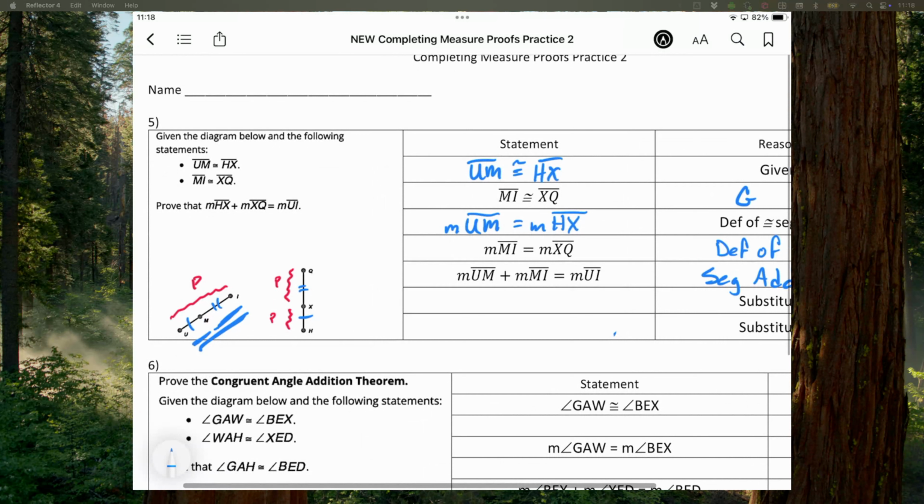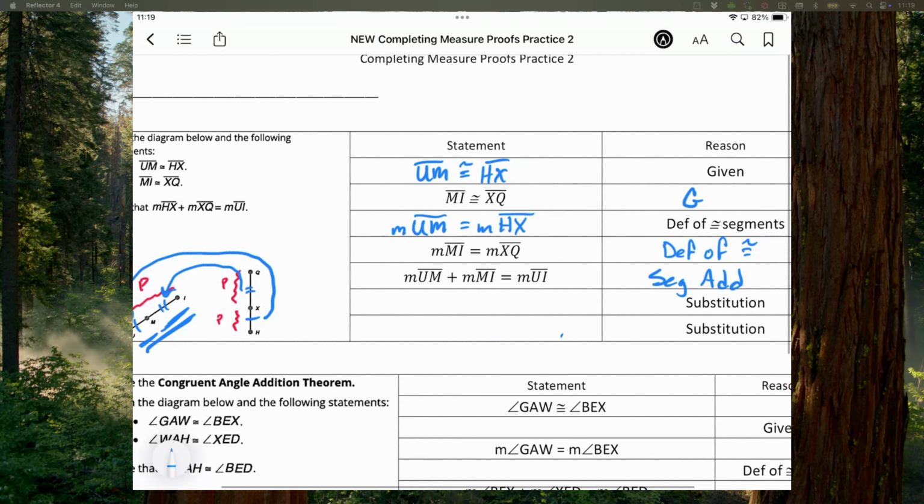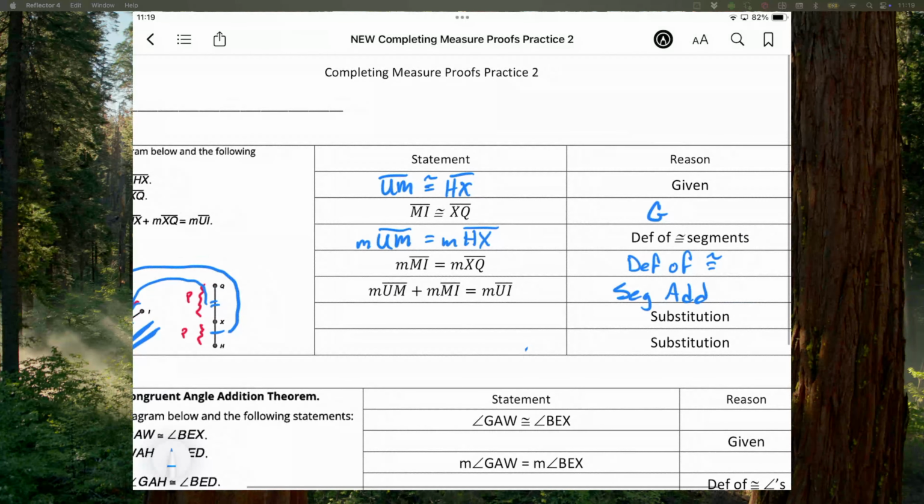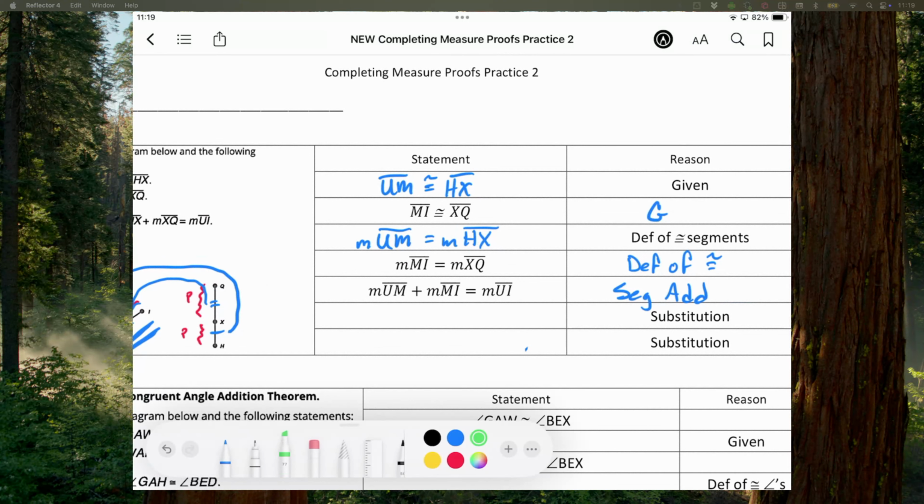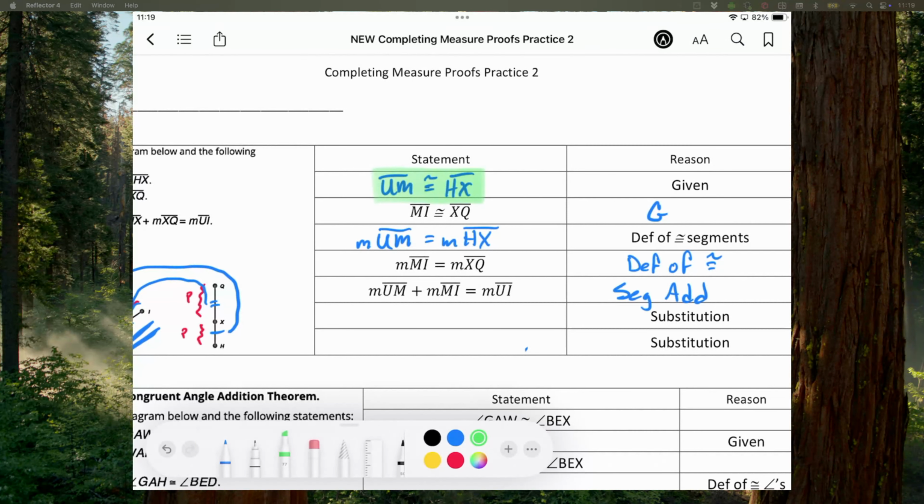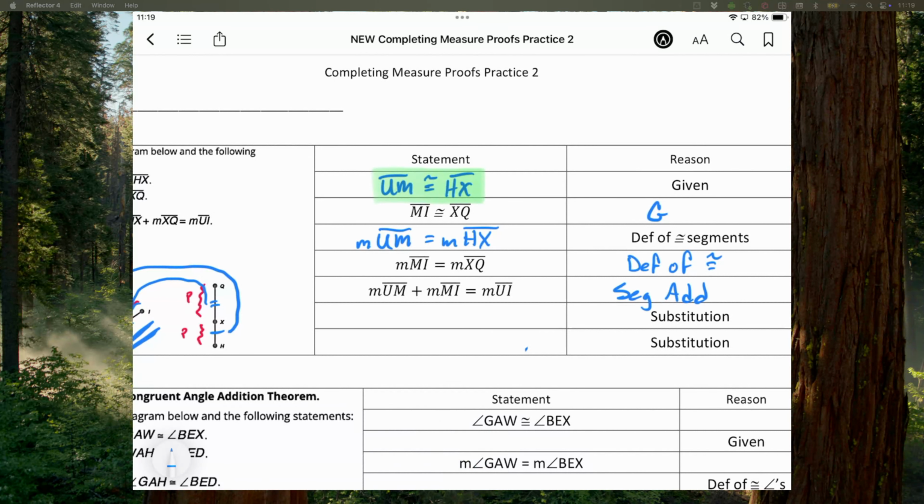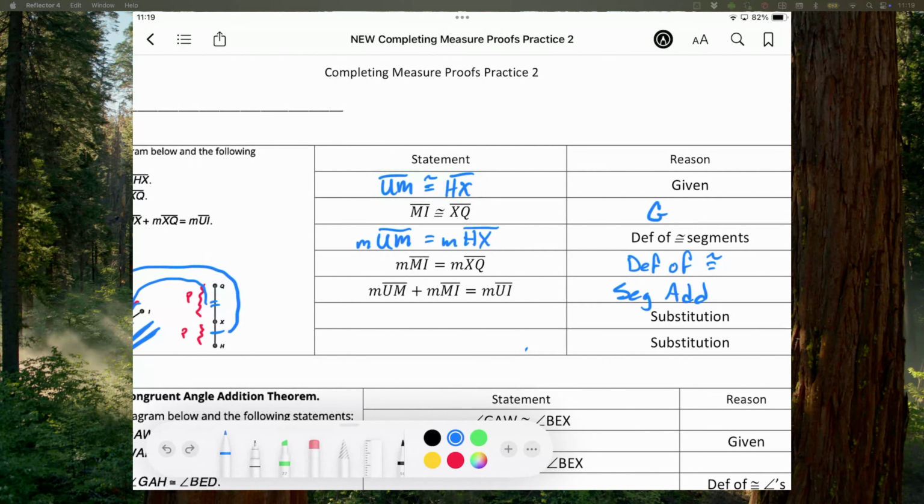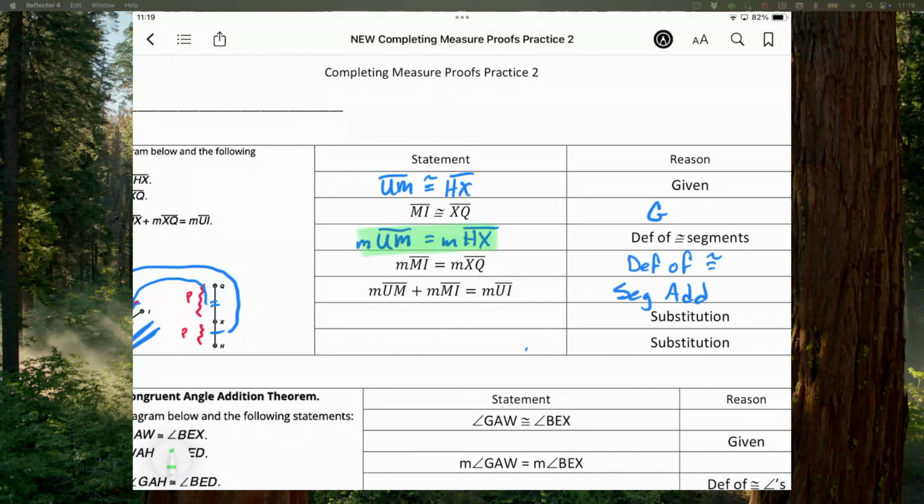Now what needs to happen is we need to take this one and replace that one with it, and we need to take this one and replace that one with it. We're going to do substitution twice to do that. So we're going to see that UM is equal to HX. So we're going to replace UM with HX. And actually that's the wrong line for me to highlight. The measure of UM is equal to the measure of HX. So measure of HX replaces measure of UM. Everything else stays the same.